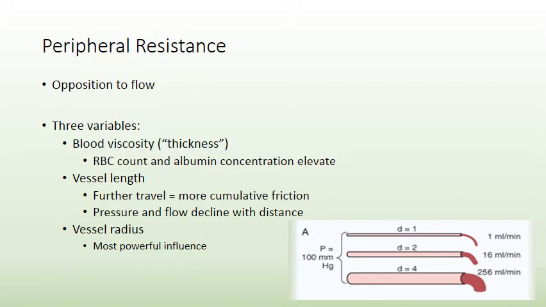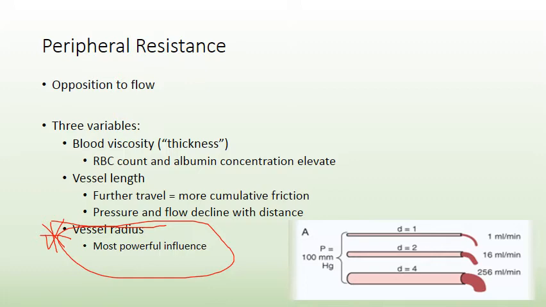And then vessel radius, and I want to point out this one in particular. This one is going to have a very, very big effect on resistance. So now that I've virtually crossed it out there, but this is really important. So vessel radius is going to have the most influence on peripheral resistance.